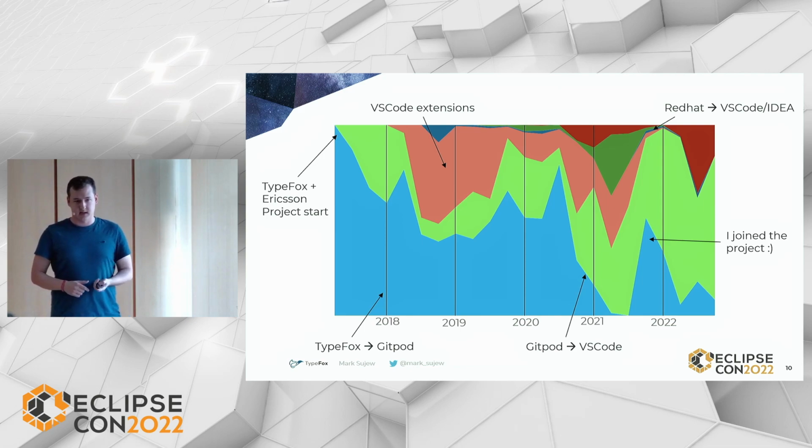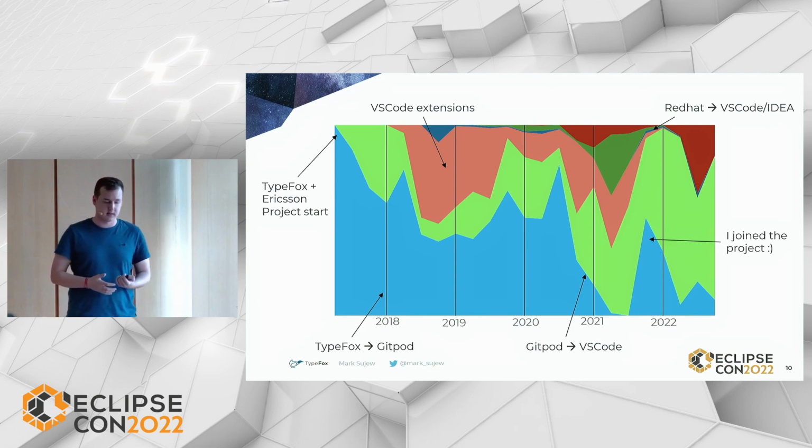Around this time as well, Red Hat also kind of removed their contribution to the project. They're still offering Theia as part of their CodeReady Workspaces product, but I believe they've mostly migrated to VS Code and the JetBrains platform.